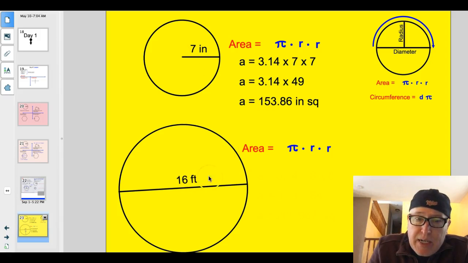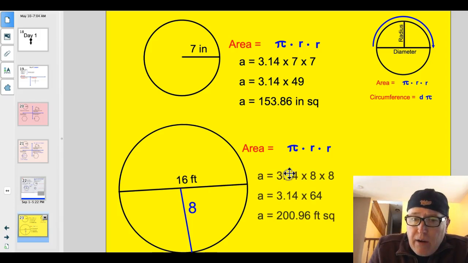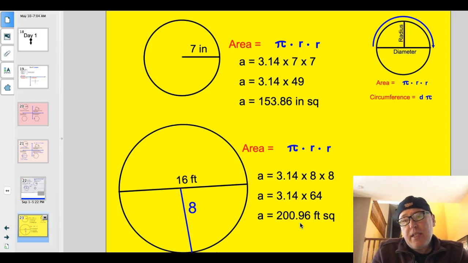There's another one. Now we've got a diameter. Got to have a radius to do area. So if the diameter is 16, the radius is half of that, which is 8. Just pi r squared it. 3.14 times 8 times 8. That's the same thing as 3.14 times 64. Pop it into the calculator. 200.96 feet squared. It's kind of fun. I mean, it's just pi r squared. That's all we're going to do.